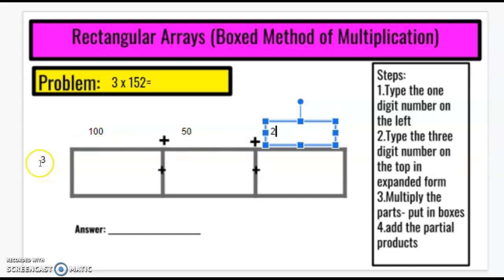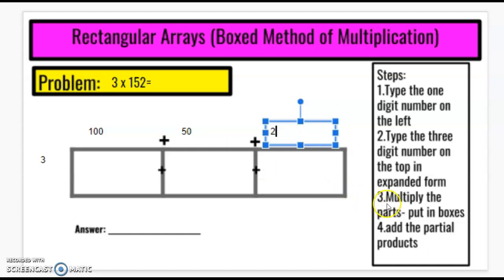Now what I'm going to do is I'm going to multiply the numbers on the top with the number on the left. So 3 times 100 and put it in here. 3 times 50 and put it in here. And 3 times 2 and put it in here. And with these numbers, they're pretty large, but you can use the zero trick, the multiplying by 10 technique that we've gone over. And please remember, you can use your multiplication chart.